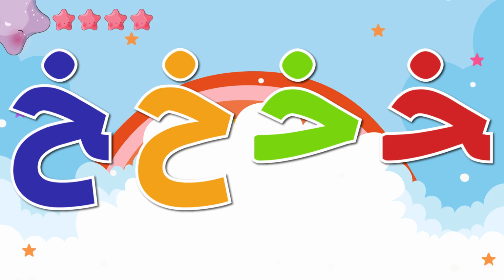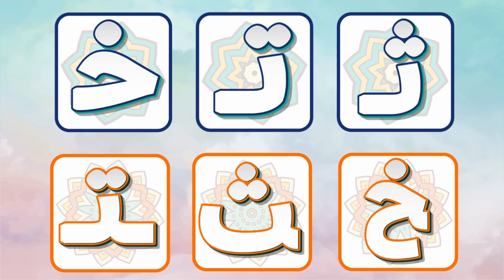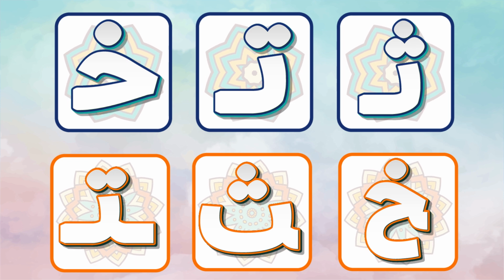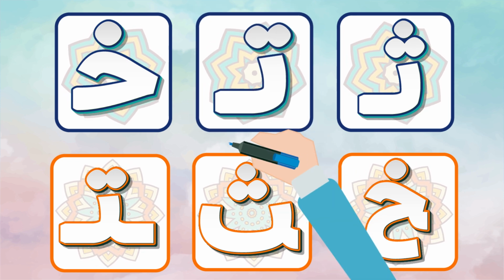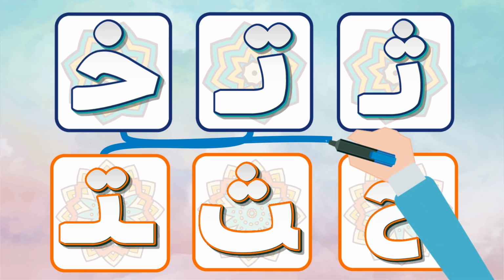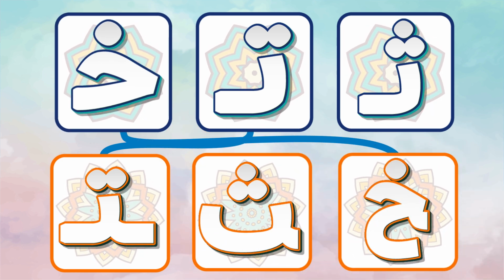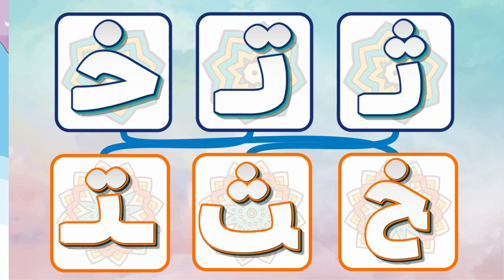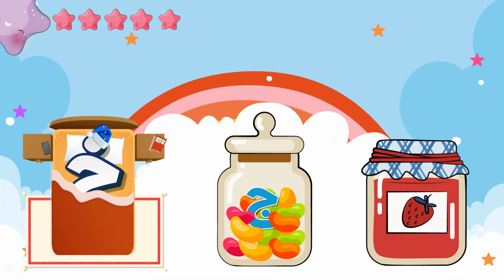4 stars. Can you match different shapes of the same letter together? Yes, Ta in the beginning with Ta in the middle. Khaa in the beginning with Khaa at the end. Tha in the beginning with Tha at the end. 5 stars. Very good job.